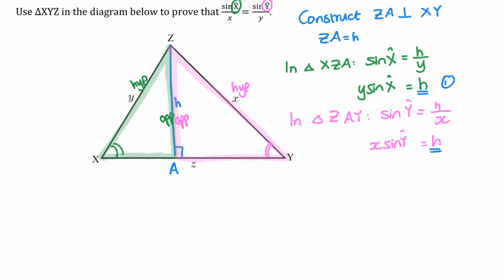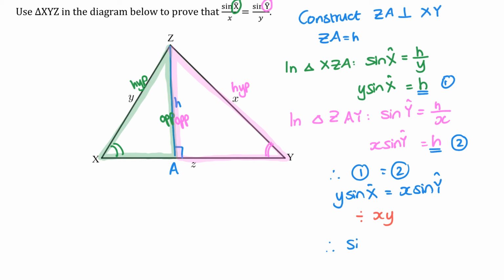Let's make this 1 and make this 2. Therefore, 1 is equal to 2. So Y sine X is equal to X sine Y. I'm going to divide both sides by XY, and I get therefore that sine of X over lowercase x is sine of Y over side Y. Like I said, this is something you can prepare before an exam and look for the proof in your test or exam and do it, and you'll always be guaranteed these marks.